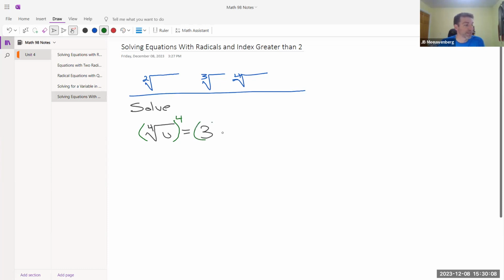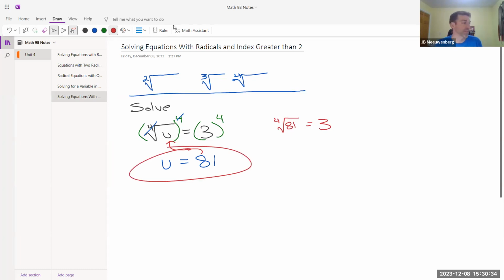We have to do the same thing on the other side. So 4 cancels out 4, and we're left with u. U is equal to, now we do 3 to the 4th power, which is 81. And then, of course, we always want to check these, right? So we would substitute 81 back in here. We would take the fourth root of 81 and confirm that, yes, that is in fact 3. So we have a nice solution here.